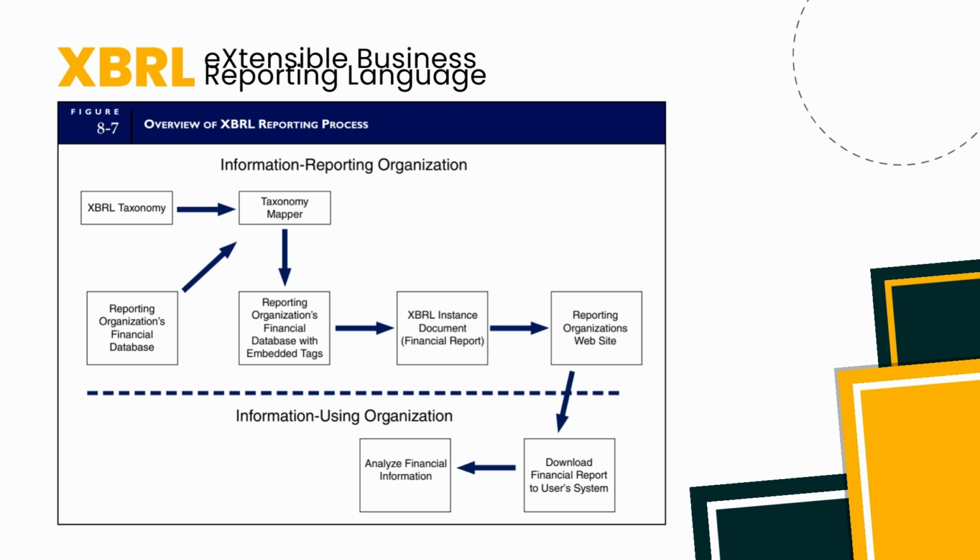It begins with the XBRL taxonomy and the reporting organization's financial database, and then the taxonomy mapper proceeds to the reporting organization's financial database with embedded tags, to the XBRL instance document or the financial report, and the reporting organization's website. It then proceeds down to the download of the financial report to the user system, and lastly, we proceed with the analysis of the financial information.